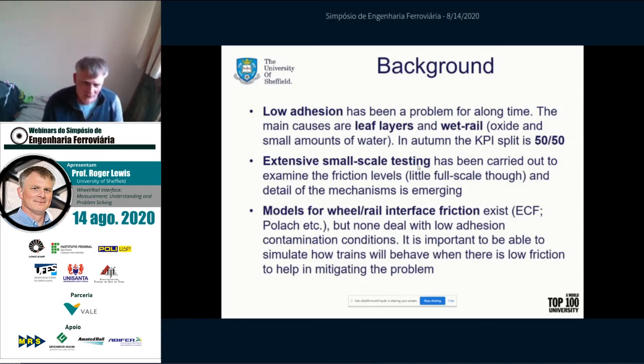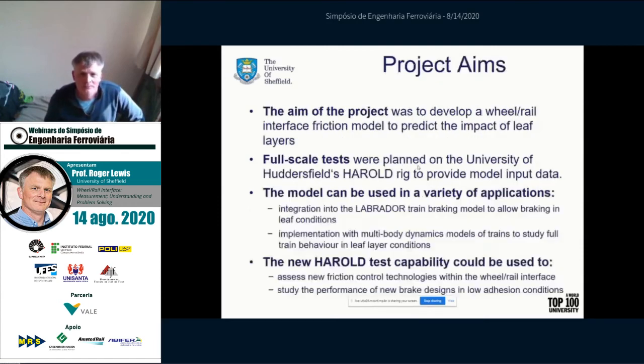Models for real rail friction obviously exist, and some have done for a long time, like POLAC, ECF, contact, and so on. But none really deal with the low adhesion contamination conditions. It's very important to be able to predict these so that you can simulate how trains will behave when there's low friction. So that can help in mitigating the problem or in developing better braking strategies.